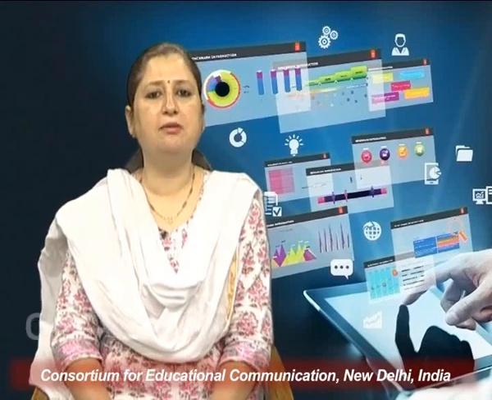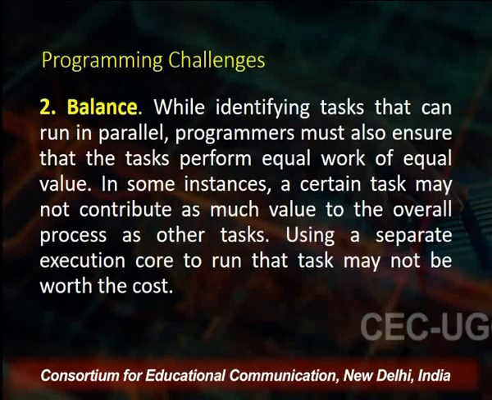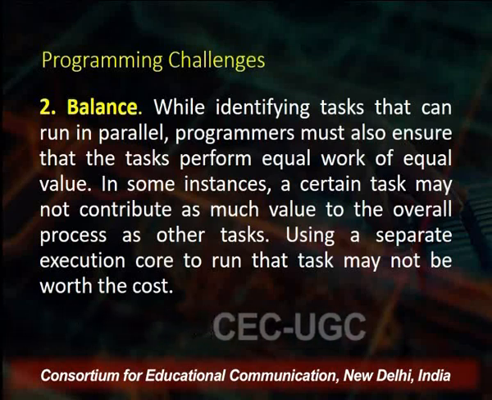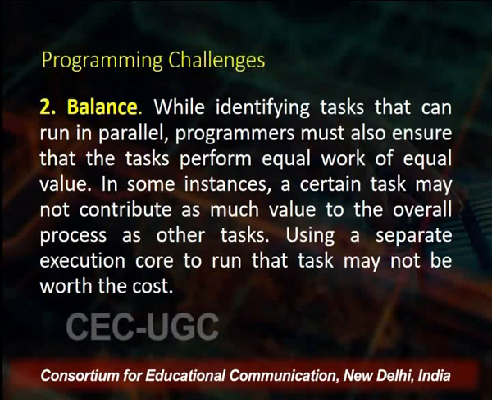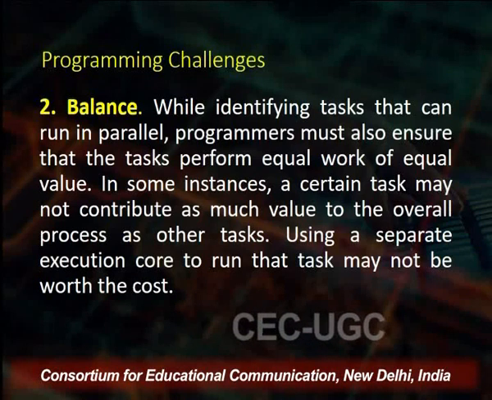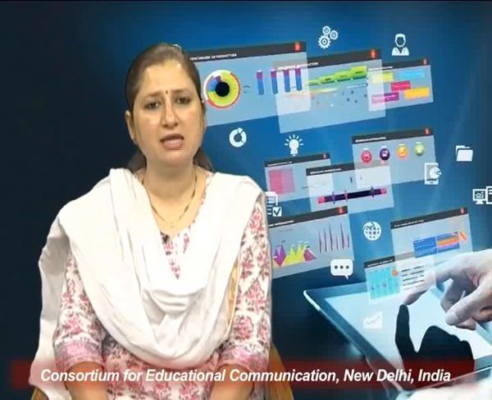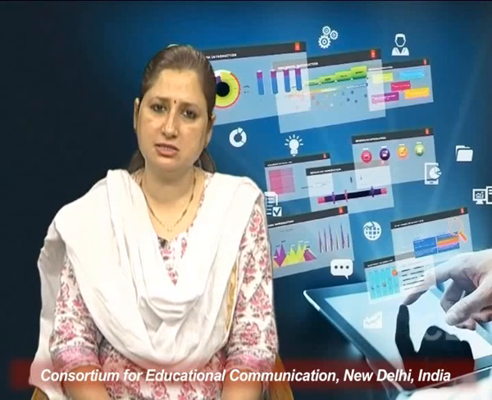Second is to create a balance. So when they are identifying the tasks which can be run in parallel, they also need to ensure that each task which is being assigned a core will do work of equal value. Say some task may not contribute as much value to the overall process as another task. In this case, it is not viable to assign a separate CPU core to such a task. So striking this balance is also very important for the application and the system programmers.